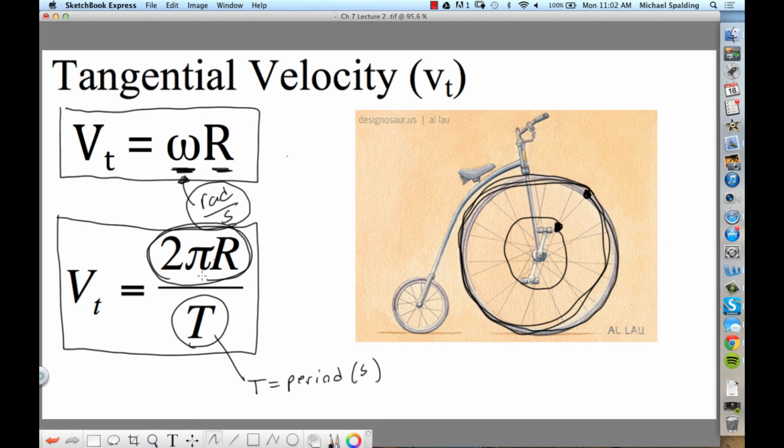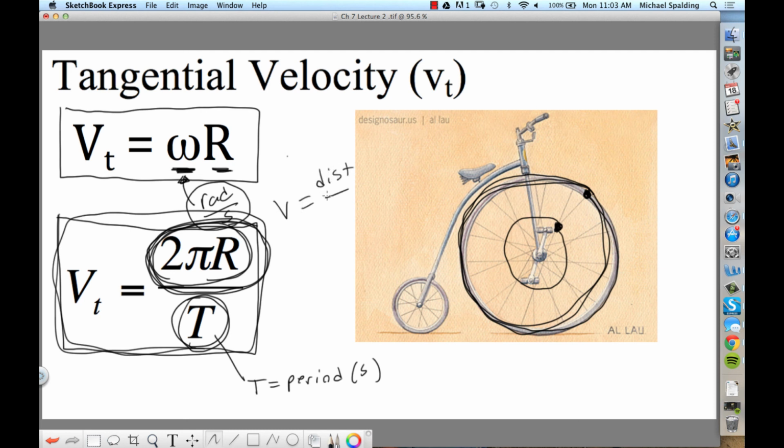Okay, so look, if you take the distance around one circle, which is the circumference, and divide by the time for one circle, that's the tangential velocity. And by the way, where does this equation come from? Velocity is the distance around one circle over the time for one circle, that's the velocity.